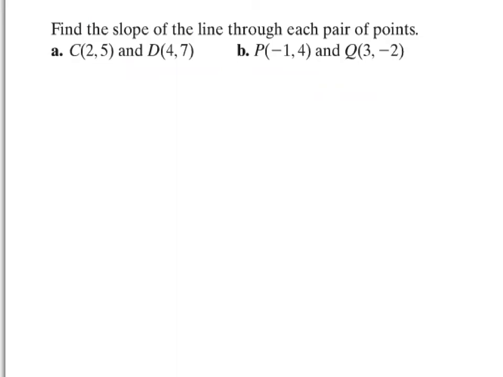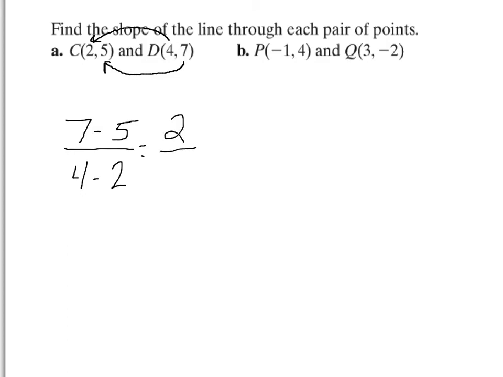So again, we're going to look at the change in y values, so 7 minus 5 divided by the change in x values, 4 minus 2. The rise, or the y's, have to go on top and the run goes underneath. 7 minus 5 is 2, and 4 minus 2 is also 2. So the slope in this case would actually be 1.